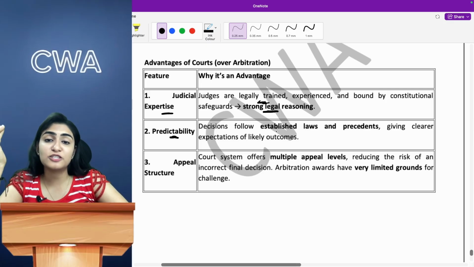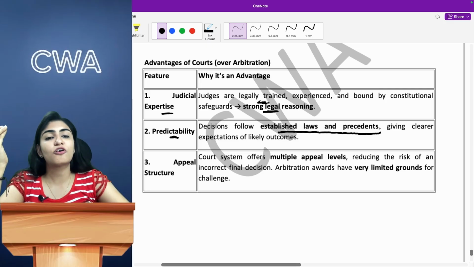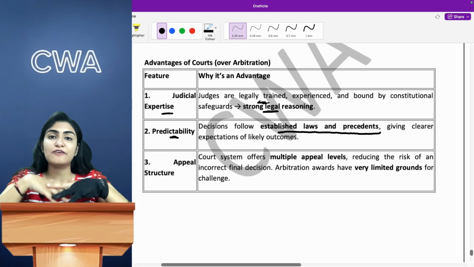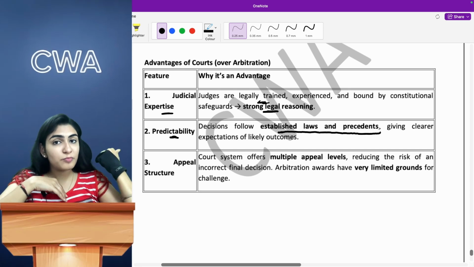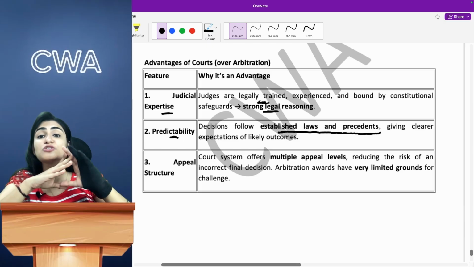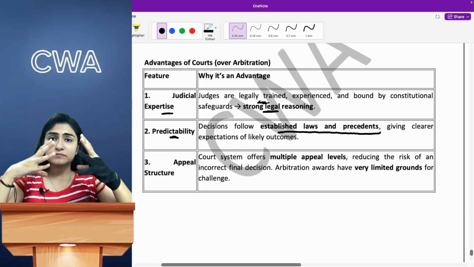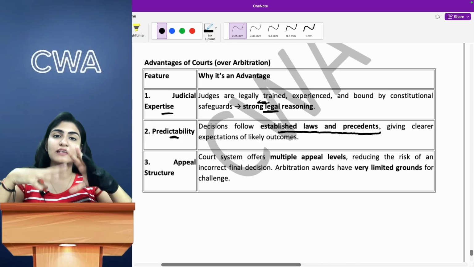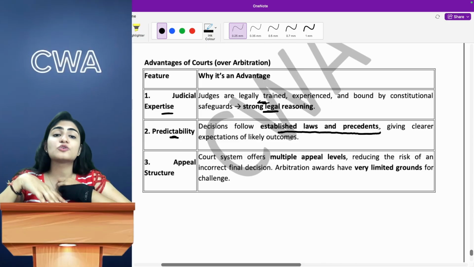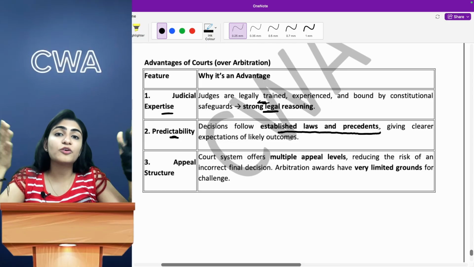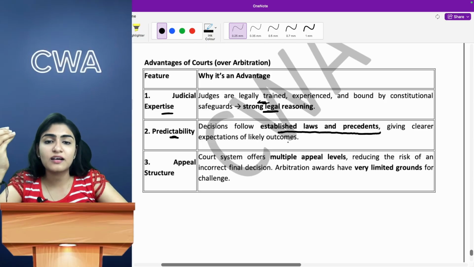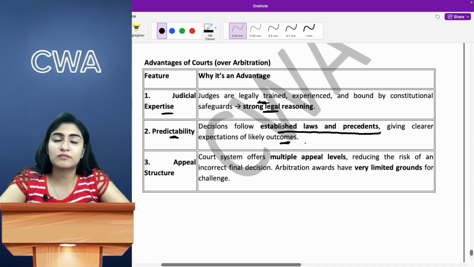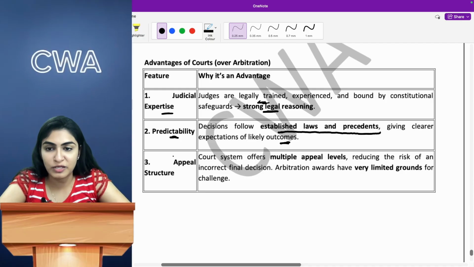Predictability, meaning decisions flow from established laws and precedents. Let's say if such a case has already been decided, then the decision will flow from it. In that case the time consumed will also be less, and it will be a more predictable conclusion, so you get a clearer idea of what the outcome or the judgment might be.